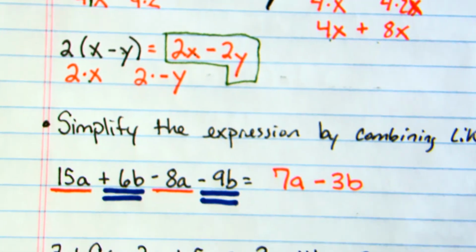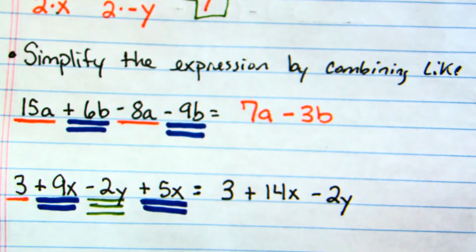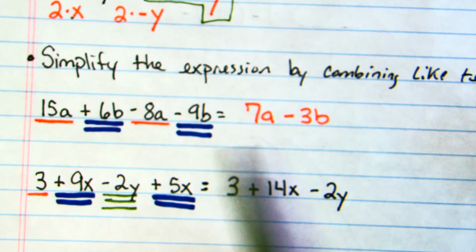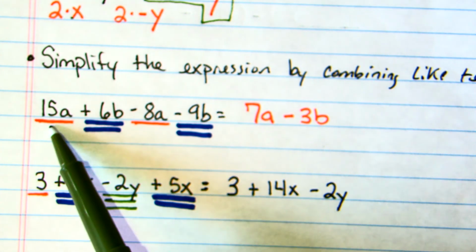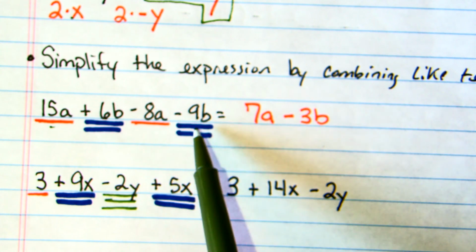Lastly, on our test is to simplify the expression. To simplify the expression, we must go in and add like terms. Now on this is simplify. This means you're not going to come up with x equals 4 or something. You're going to just do the best you can at combining like terms to kind of make it seem easier to understand. So I'll just look at 15a plus 6b minus 8a minus 9b.